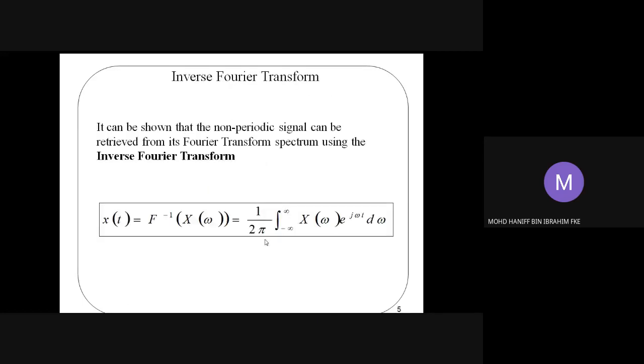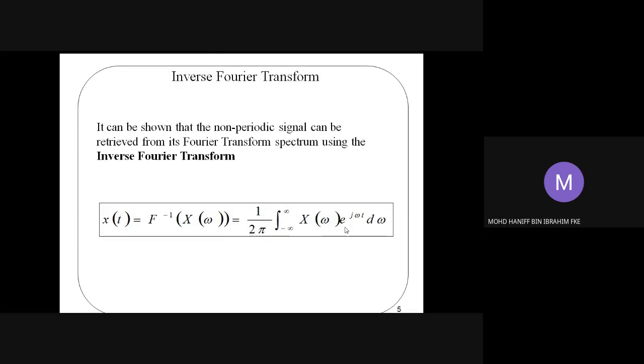And if you want to get back the x(t) in time domain, we simply do the inverse Fourier transform on the X(omega) that we have. And this is the equation that enables us to obtain back the x(t). And again, this will not be tested on you. So just to show the equation that relates the x(t) in time domain and the X(omega) in frequency domain.